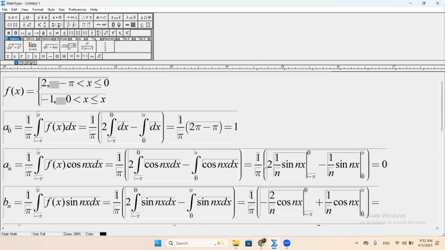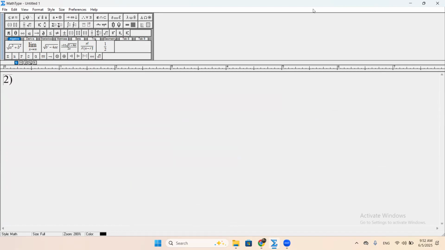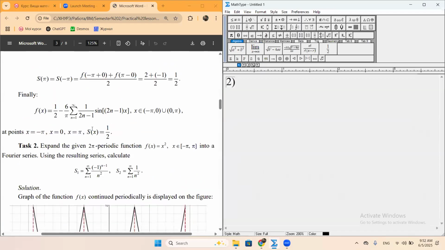Okay, I guess no questions. Okay, let's move to exercise 2. So what we will do here? We have to expand the given 2p periodic function f from x equals x squared into Fourier series, and with the received result in Fourier series, we will calculate the sum of a numerical series. So it is the task for application of Fourier series.